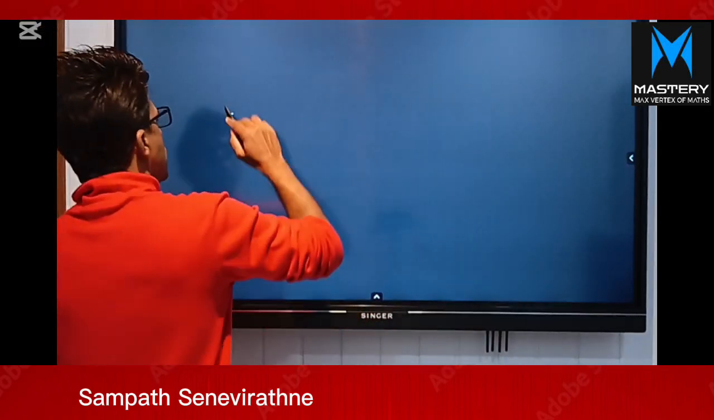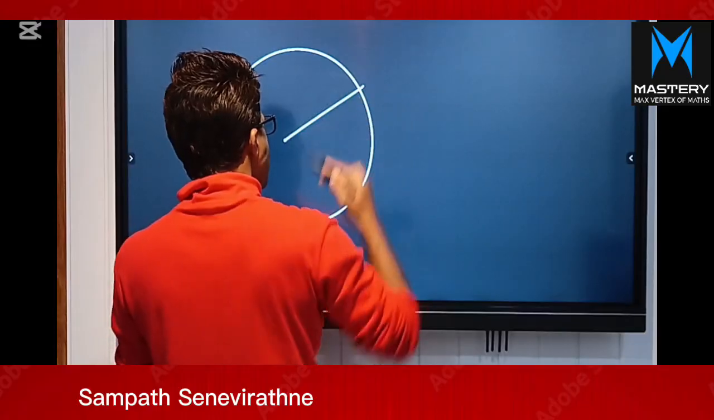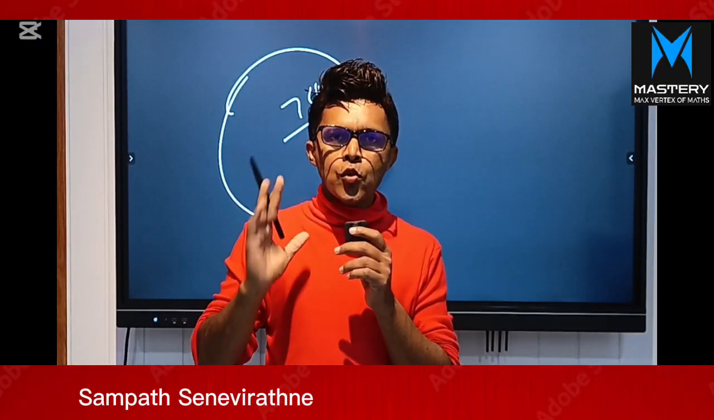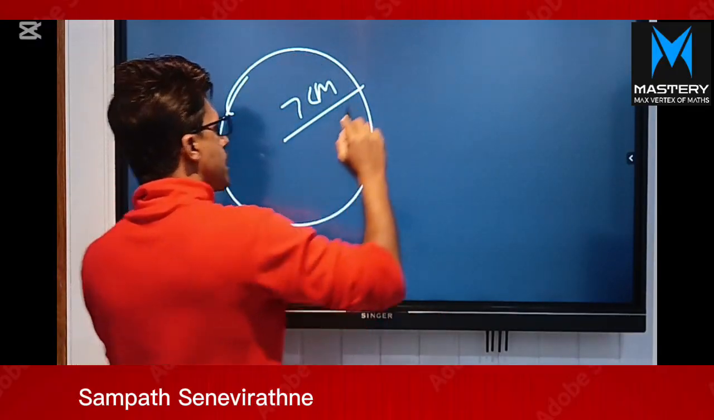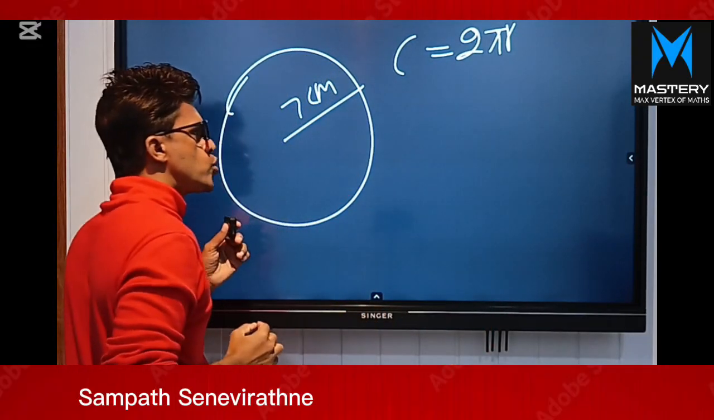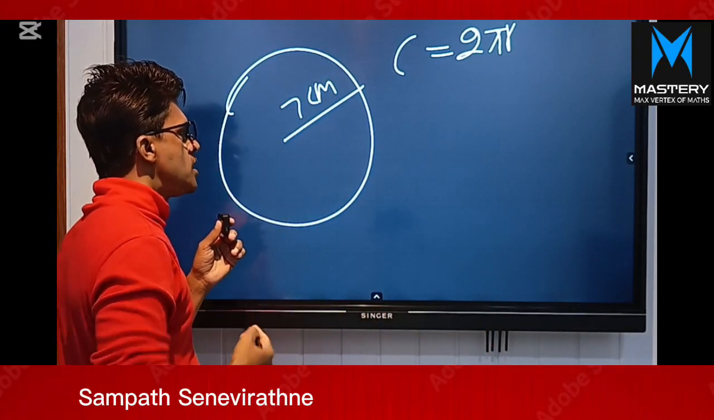Grade 9, circumference of a circle. First, I will be teaching you how to find the circumference of a circle. The circumference of a circle is generally obtained using the formula 2πr, C equals 2πr. First of all, you should know the meaning of this.